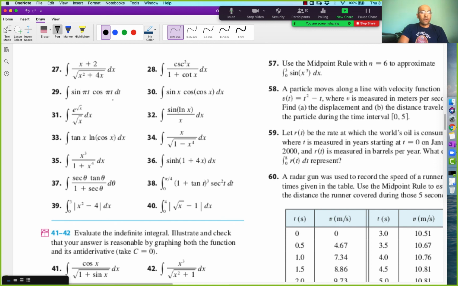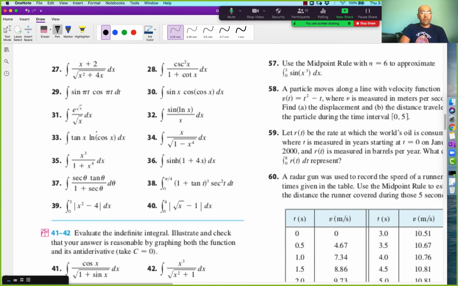Good, good, good. Another great application of a u substitution, we have sine pi t times cosine pi t. If we let u equal either one of them, its derivative is found there. The derivative of sine is cosine. So if we let u equal sine pi t, its derivative will be equal to something that we can use. Remember, pi is a constant, so there will be a constant thrown in there that we have to deal with. Otherwise, it should be a fairly easy application.